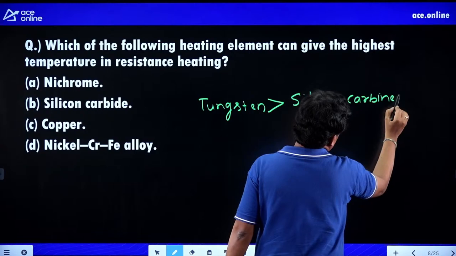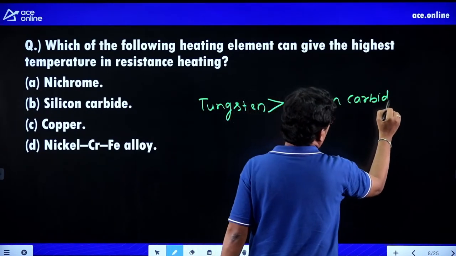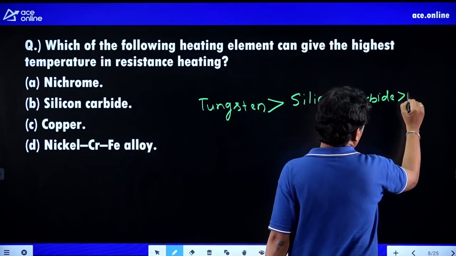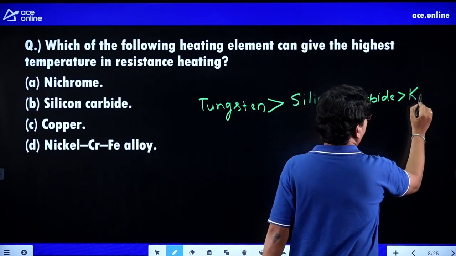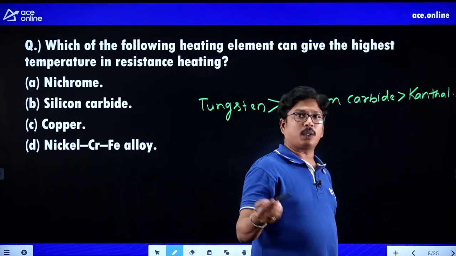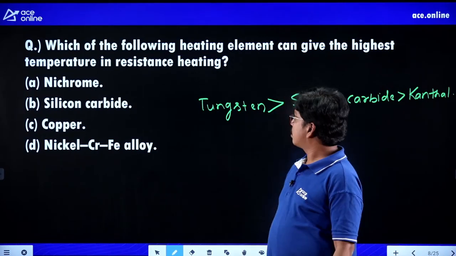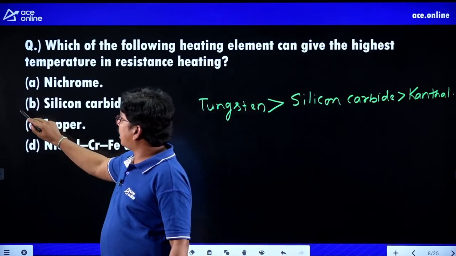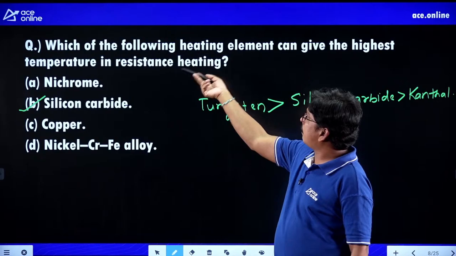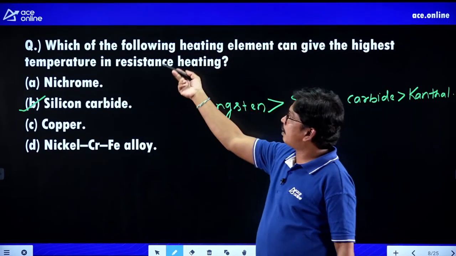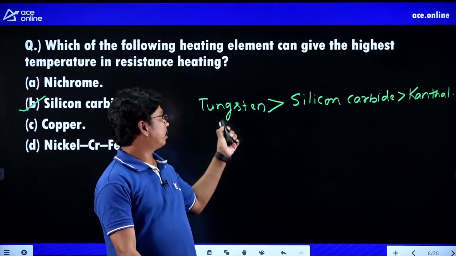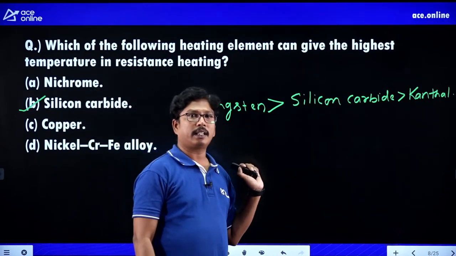Later on we have silicon carbide. Then we have the nickel chromium ferrous alloy, which we can call kanthal. And beyond that we have nichrome. From the given options, we can say silicon carbide is the better option in case of resistance heating. What they are asking is which heating element can give the highest temperature in resistance heating. From the options it is silicon carbide, but if you have tungsten in the options, you can go for tungsten. Clear?